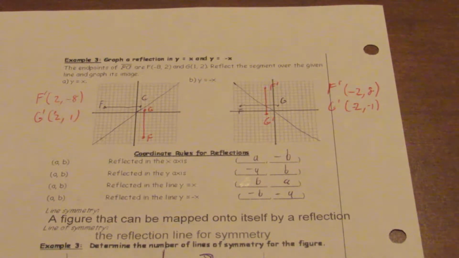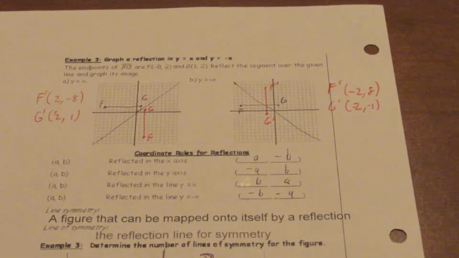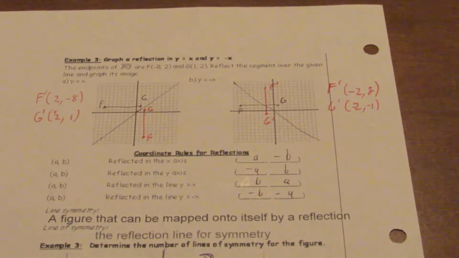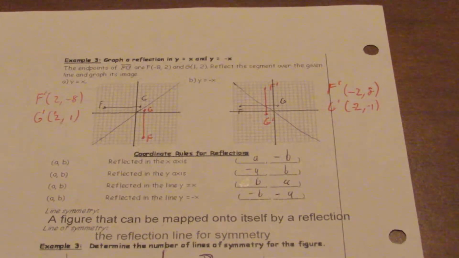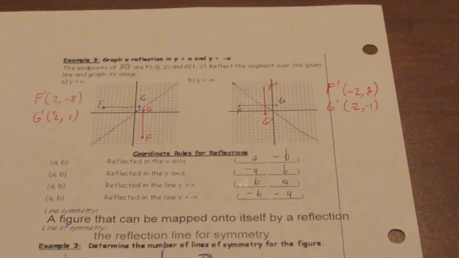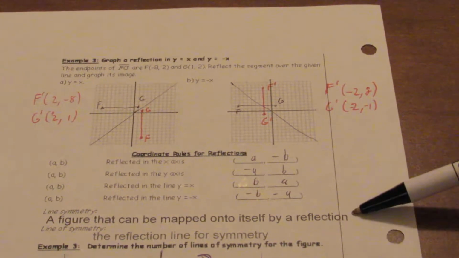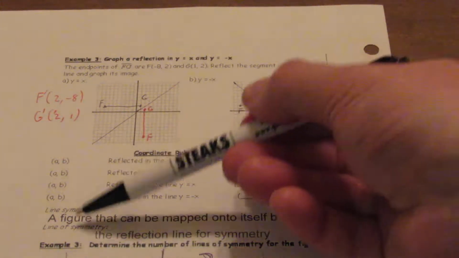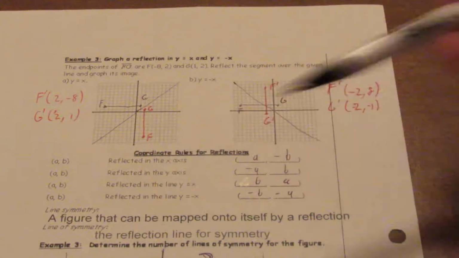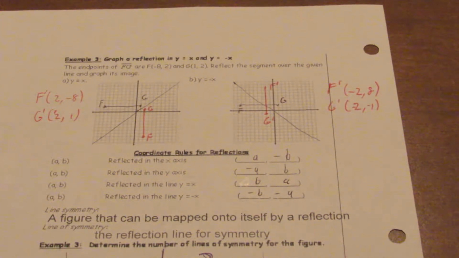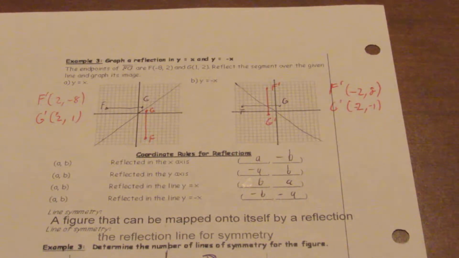Then another thing related to our mirror line is the line of symmetry, or line symmetry. So line symmetry is a figure that can be mapped onto itself by a reflection. The line of symmetry is the reflection line for the symmetry, which is very similar to what we were looking at with our line of reflection.